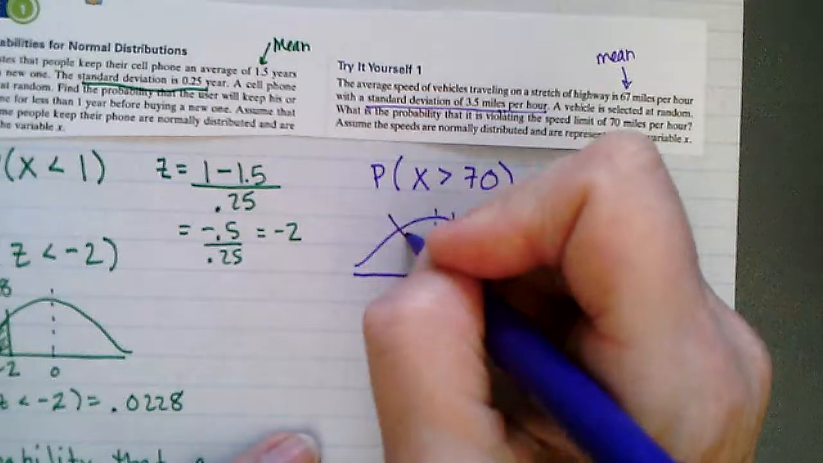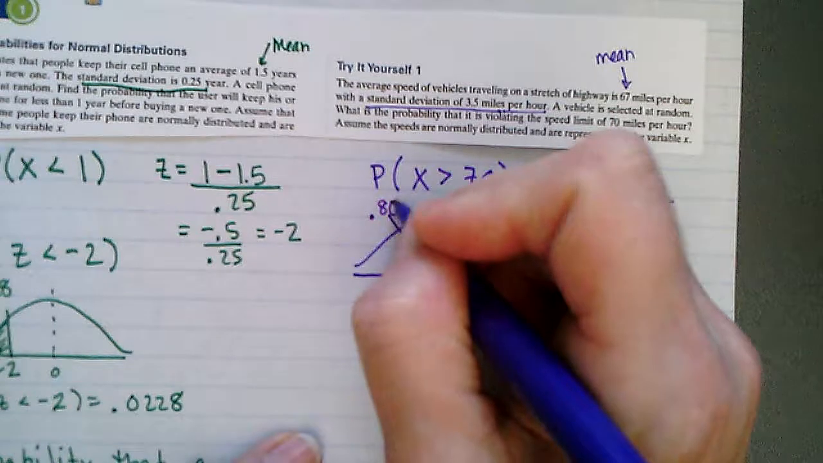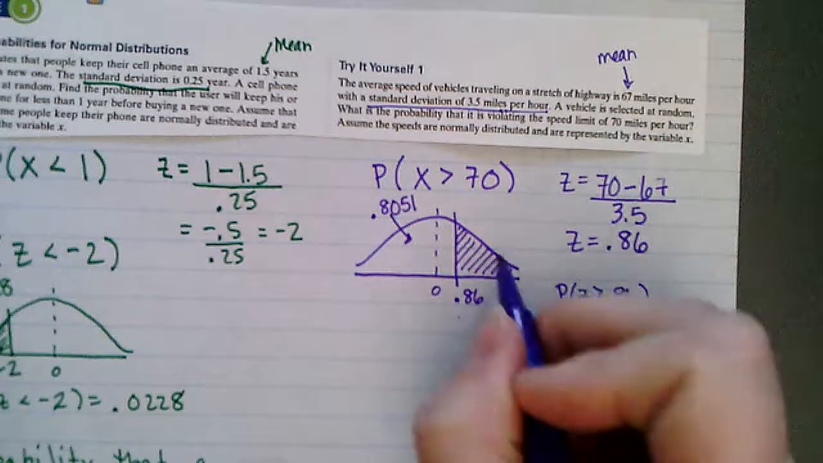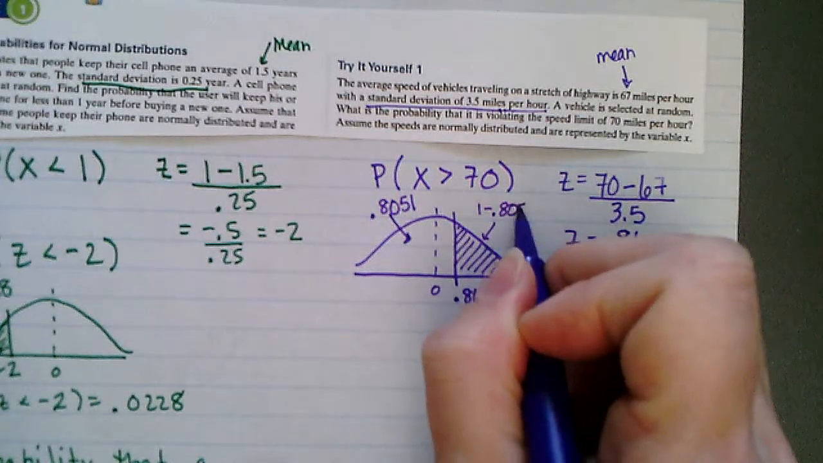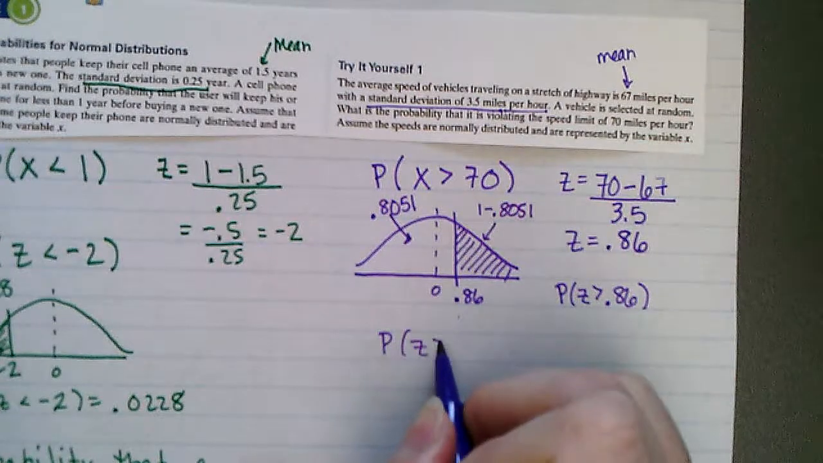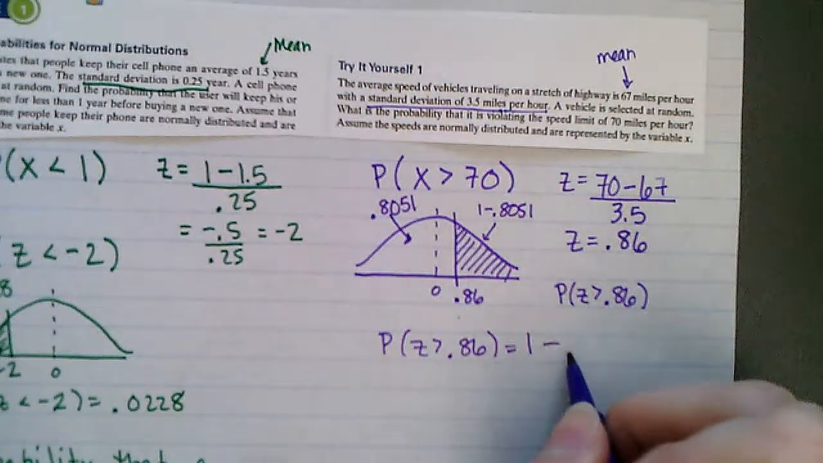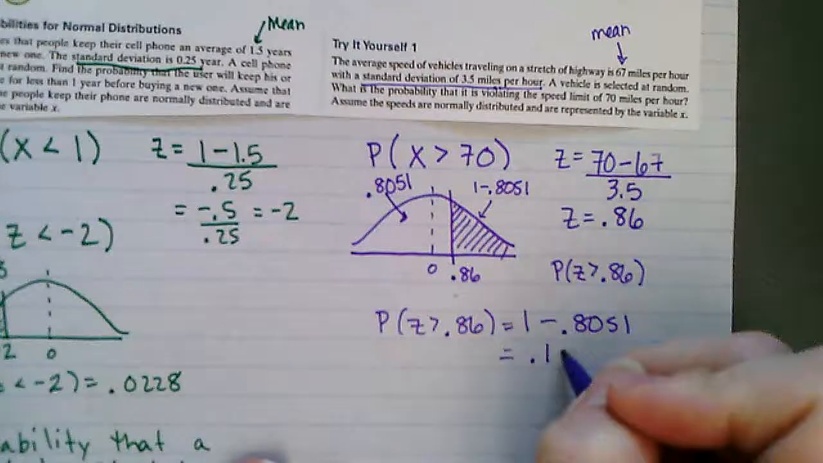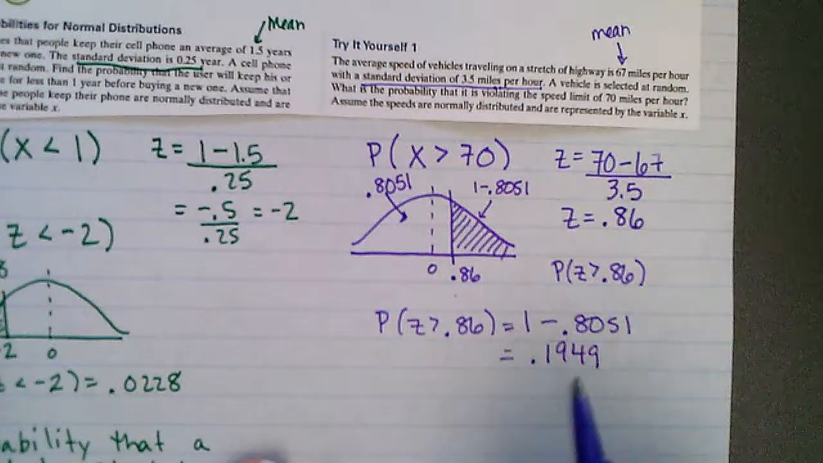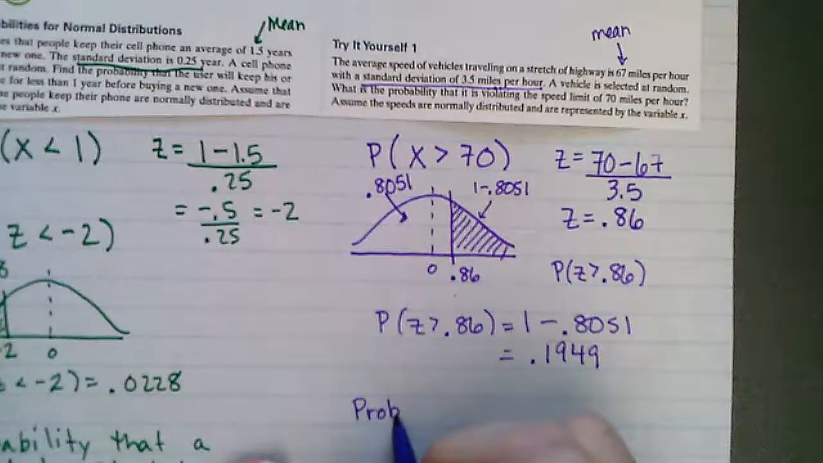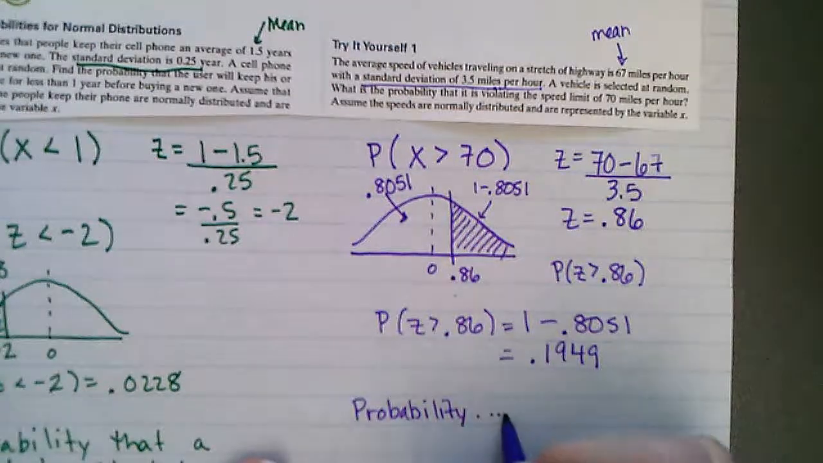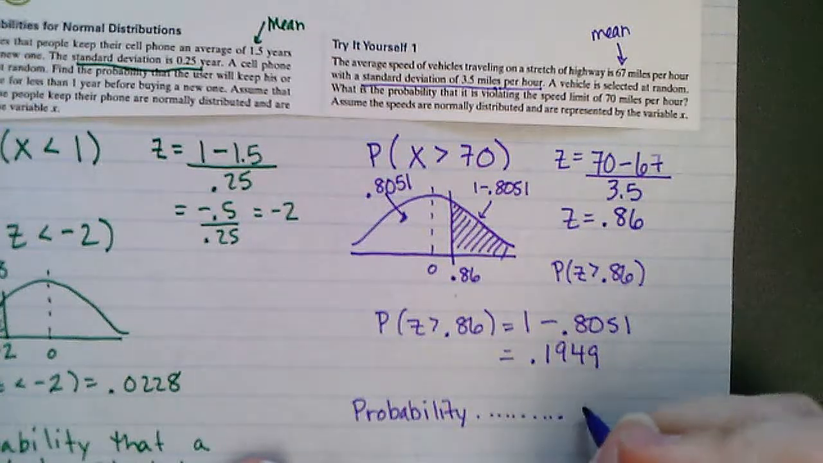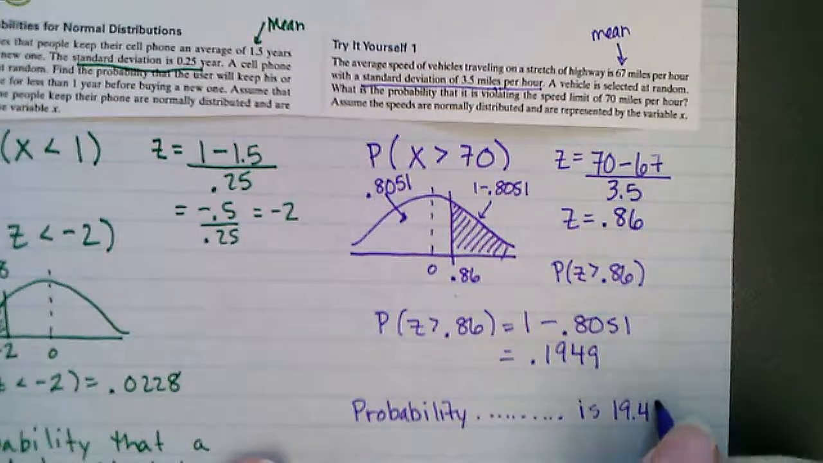So when I look up that number, this is 0.8051. So my shaded area is going to be 1 minus 0.8051. So the probability that z is greater than 0.86 will be 1 minus 0.8051, which is 0.1949. So the probability that the randomly selected person is speeding, going over 70 miles per hour, is 19.49%.